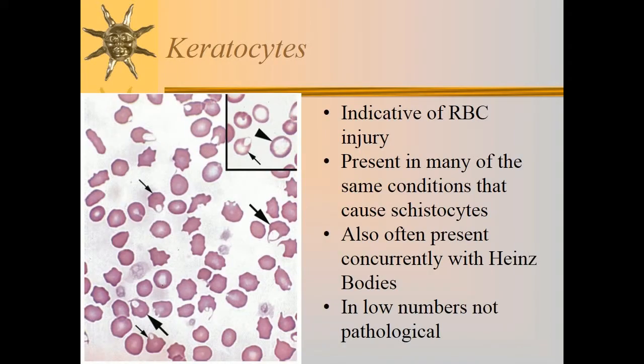Keratocytes. Keratocytes are indicative of RBC injury. Keratocytes are present in many of the same conditions that cause schistocytes. They also often present concurrently with Heinz bodies. Keratocytes are not considered to be pathological, if present in low numbers.